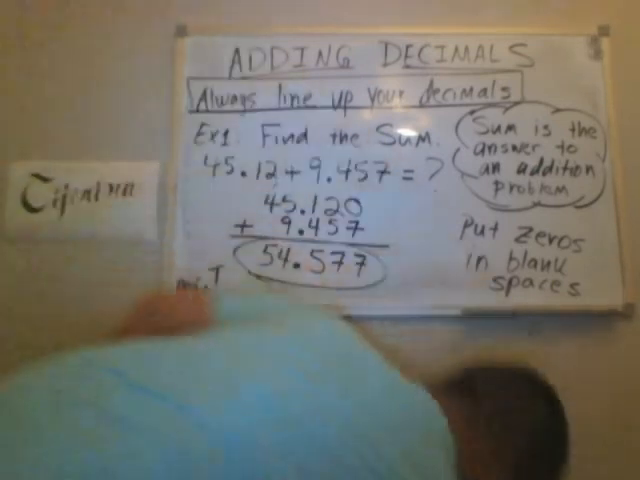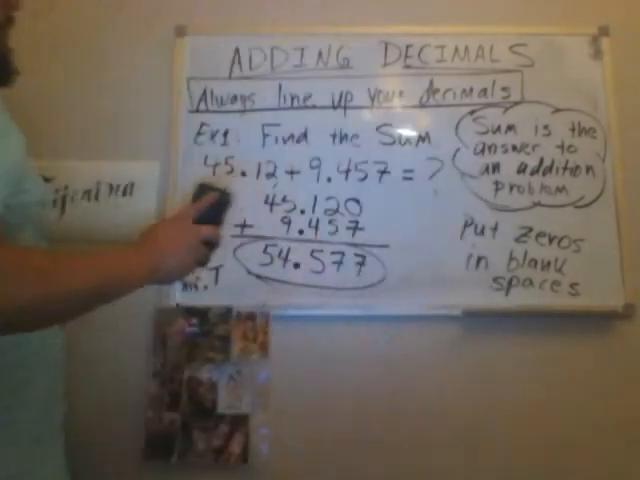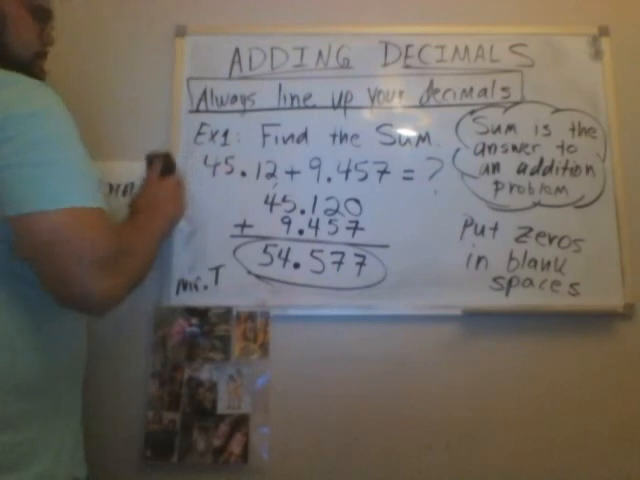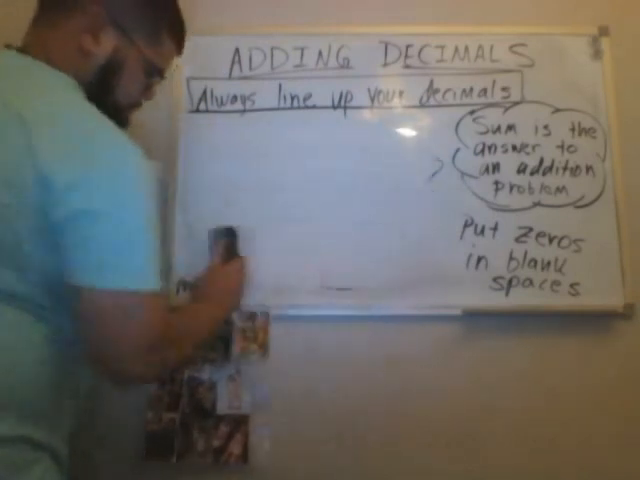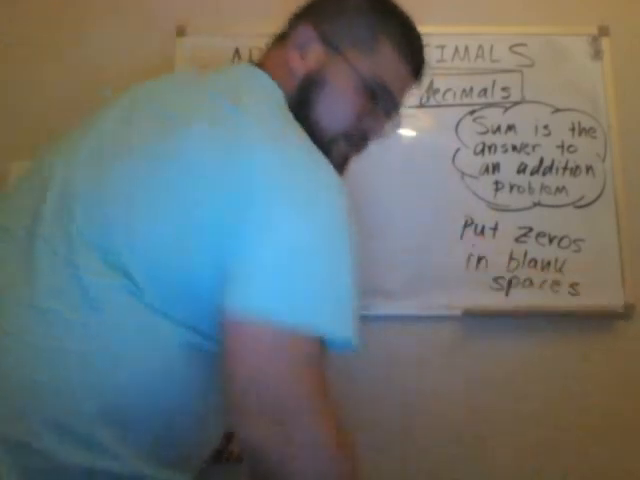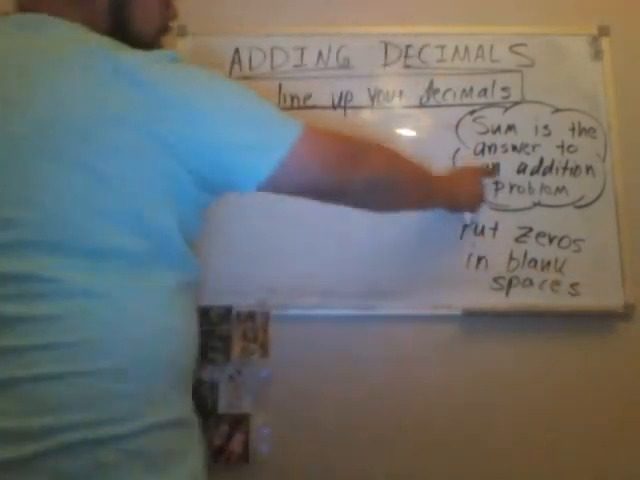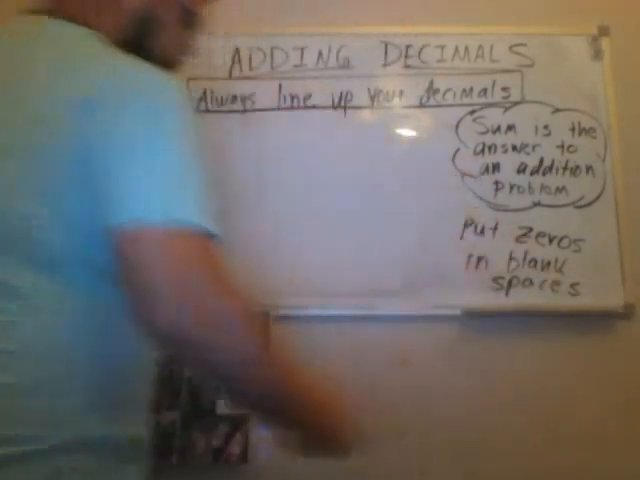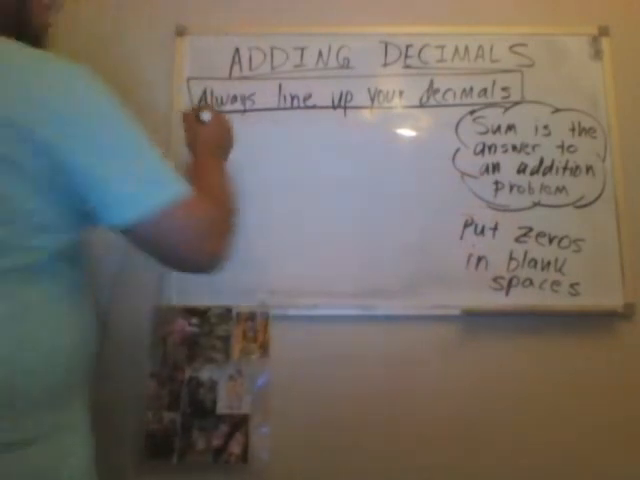All right, here we go. Let's go ahead and do our next example. We're going to leave that up there because that's important for you to know. Sum is the answer to an addition problem. Put zeros in blank spaces. So here we go. Here's our next example.